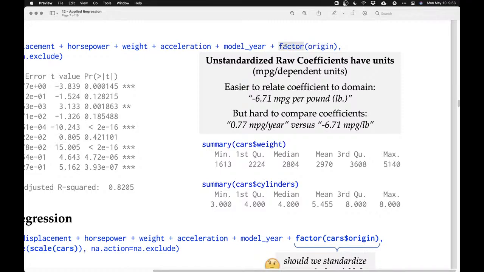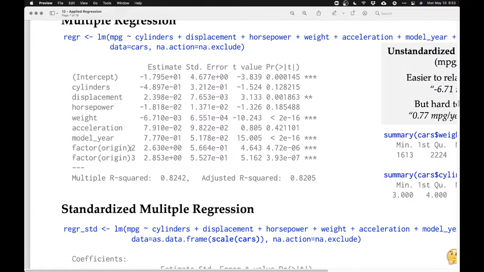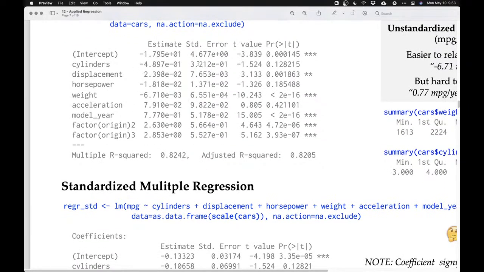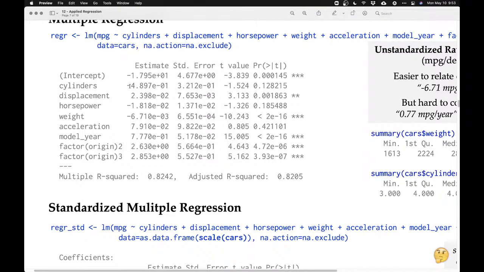So we tell R that this is a factor, which in this case simply means that the value does not actually have a meaning. It's just a category. And the other thing we do is we can tell it to exclude any rows with missing values in them. All right. So we run our regression and our results look like this. So we get these estimates, standard errors, t-values, p-values. As we said, we can interpret these estimates.